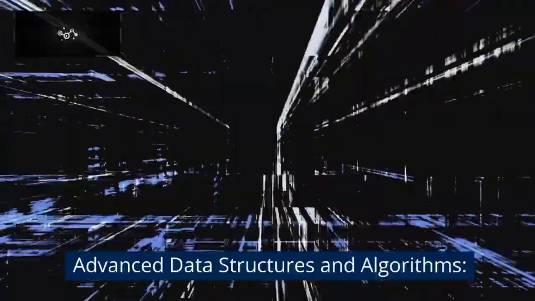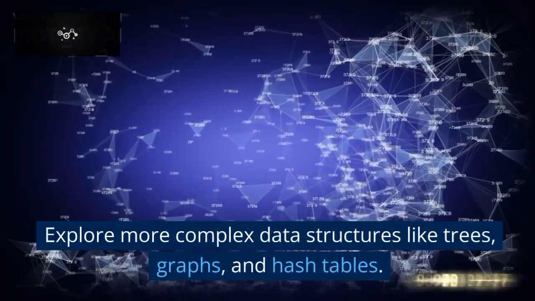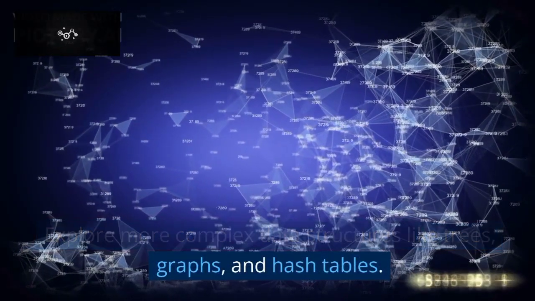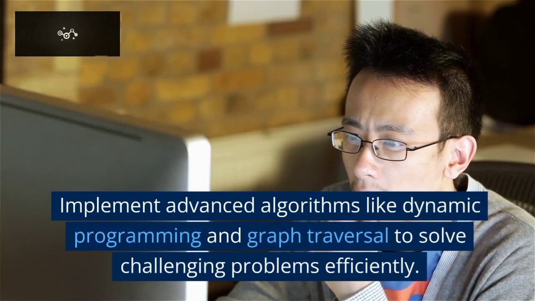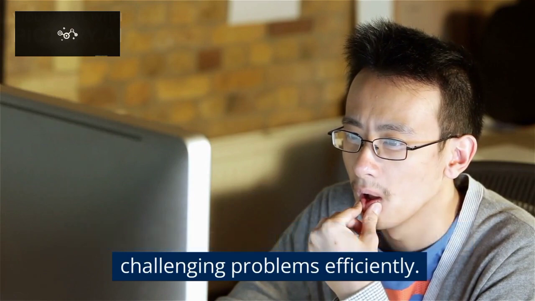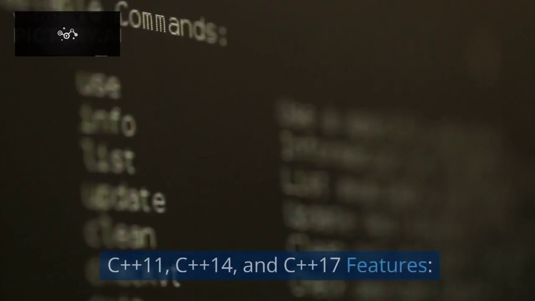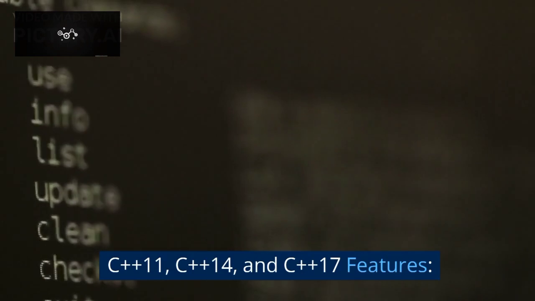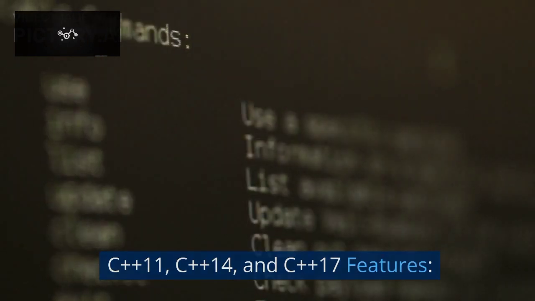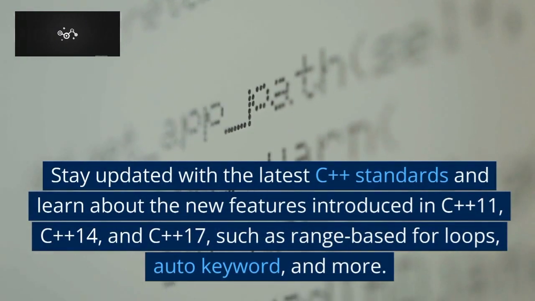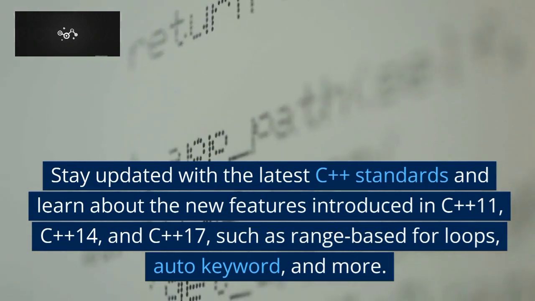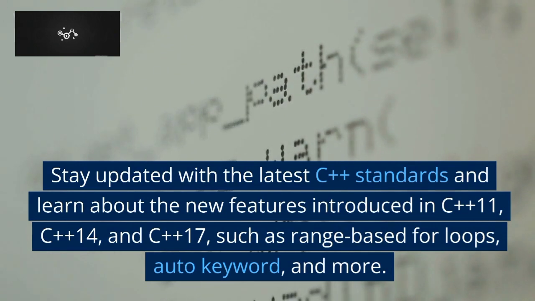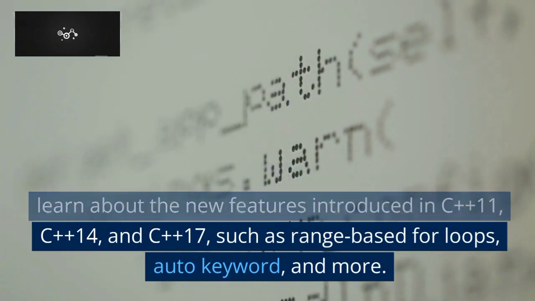11. Advanced data structures and algorithms. Explore more complex data structures like trees, graphs, and hash tables. Implement advanced algorithms like dynamic programming and graph traversal to solve challenging problems efficiently. 12. C++11, C++14, and C++17 features. Stay updated with the latest C++ standards and learn about the new features introduced in C++11, C++14, and C++17, such as range-based for loops, the auto keyword, and more.